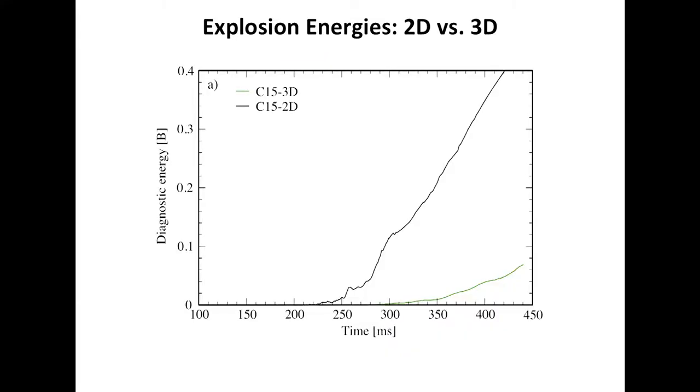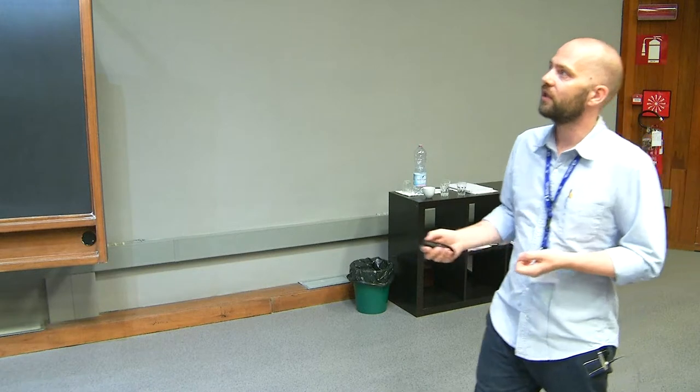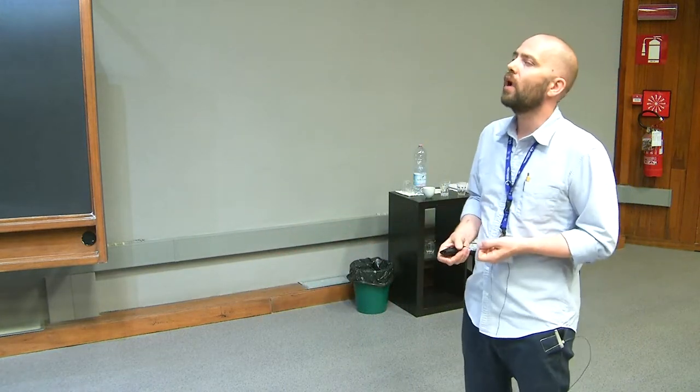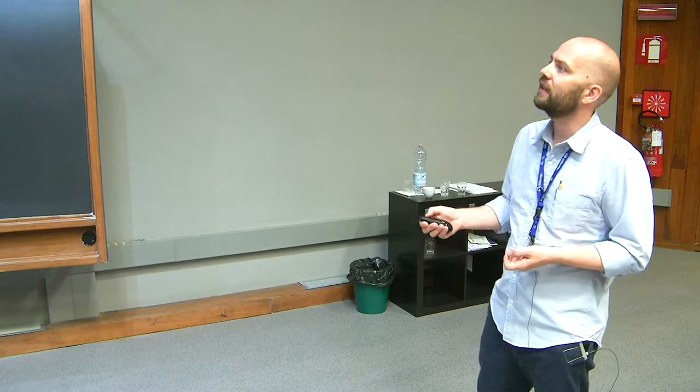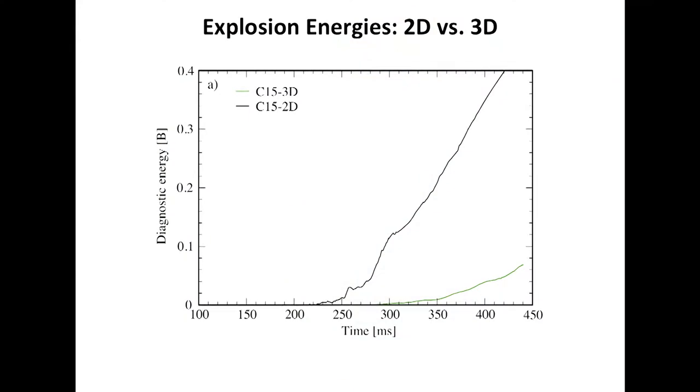So looking at the explosion energy, we also see that in 2D the explosion energy is much higher at this point than in the 3D simulation. Now we learned from running 2D simulations that we need to run to very long times to get the final explosion energy. So this is not any indication of what the final explosion energy is, but we see that the 2D is growing much faster. So I think it's a good guess that the 3D will be lower.